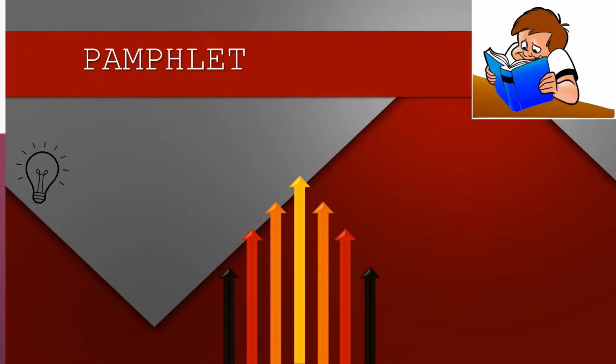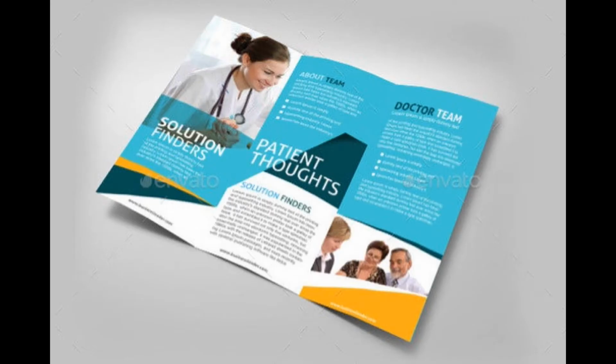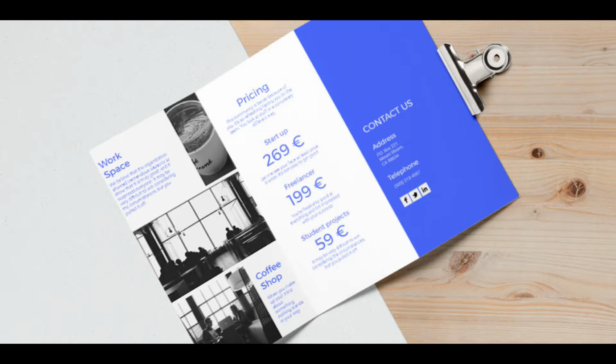The seventh example of print media is pamphlet. It can be a small booklet, a leaflet or a primer. It contains a detailed, yet easy to understand text with images. It is released by an organization or a company to inform the public regarding a special topic or issue. So it means a pamphlet contains information or arguments about a single subject.